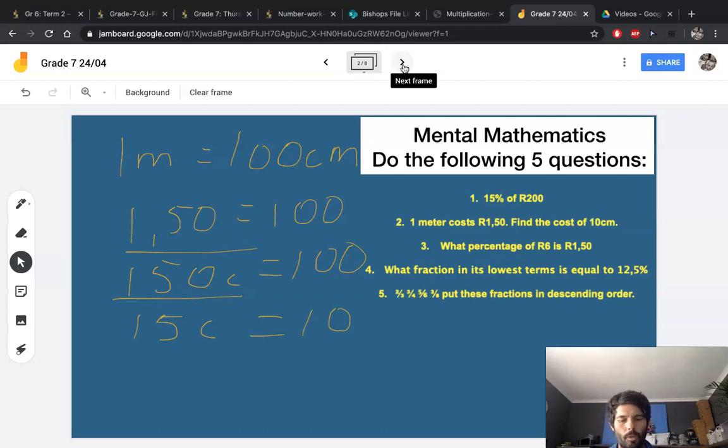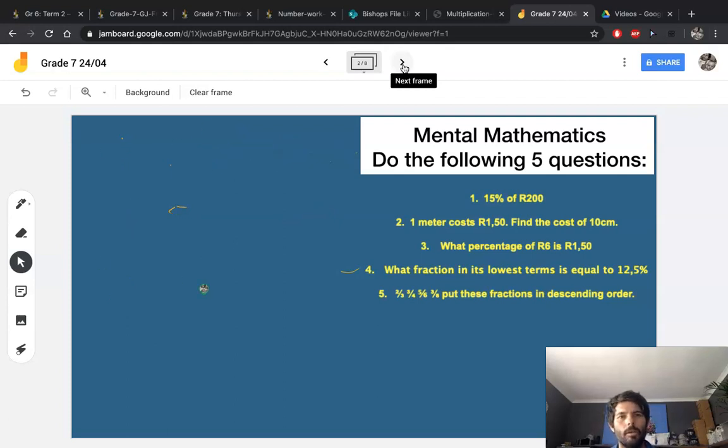Question 3 asks you, what percentage of 6 Rand is R1.50? And again, what I would say is convert the rands to cents. So you've got 150 cents over 600 cents. Now I need to get to an amount out of 100. So I need my denominator to be 100.